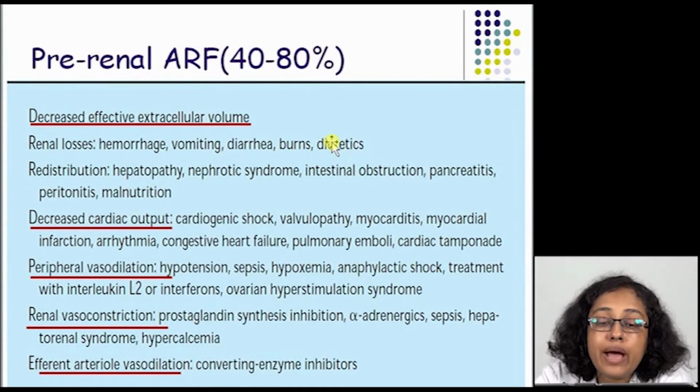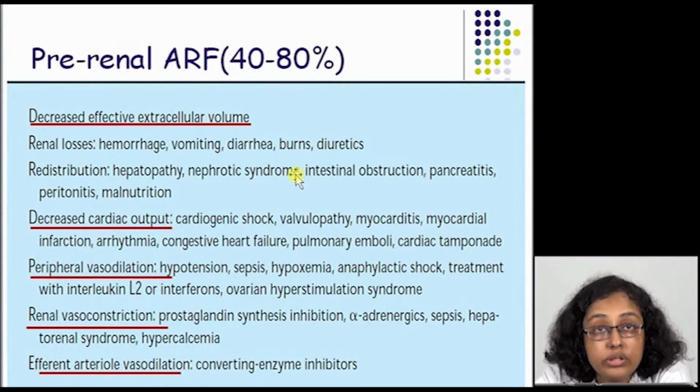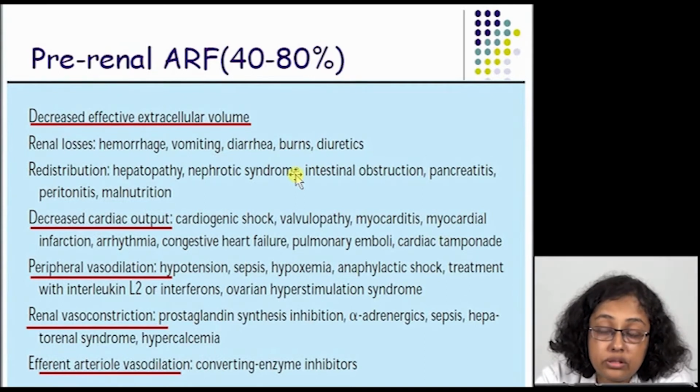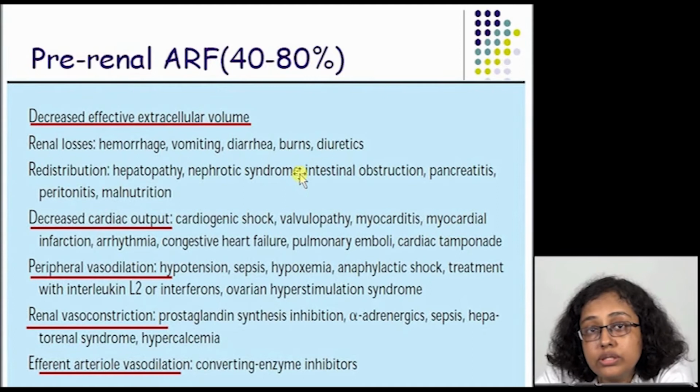There may not be actual loss of fluid or blood volume, but there could be a redistribution or third space redistribution, as we see in chronic liver disease, in nephrotic syndrome because of low serum albumin levels, intestinal obstruction, pancreatitis and peritonitis. Sometimes there is an actual decrease in cardiac output, which reduces the renal perfusion, like in cardiac disease such as cardiogenic shock, myocarditis, myocardial infarction or congestive heart failure.